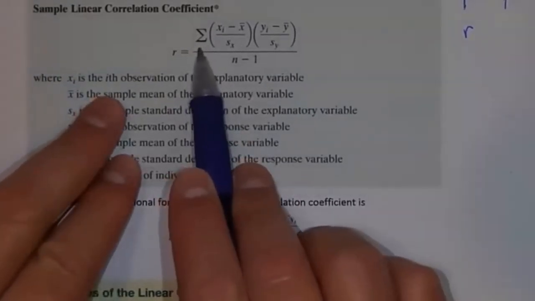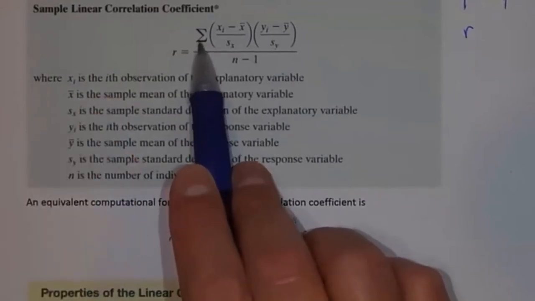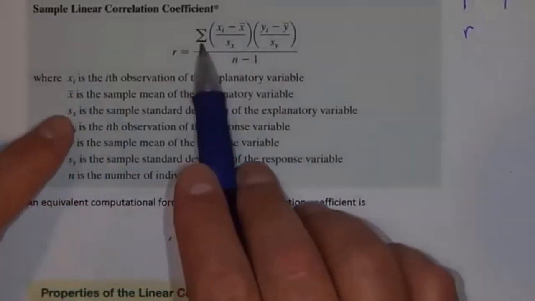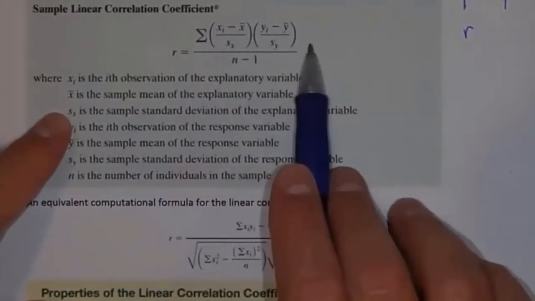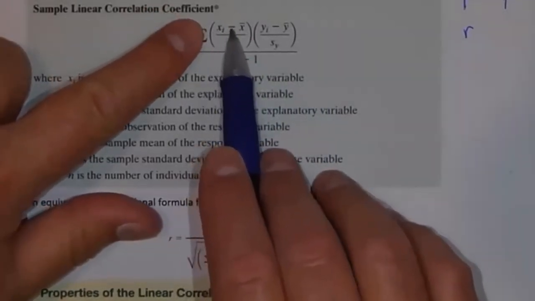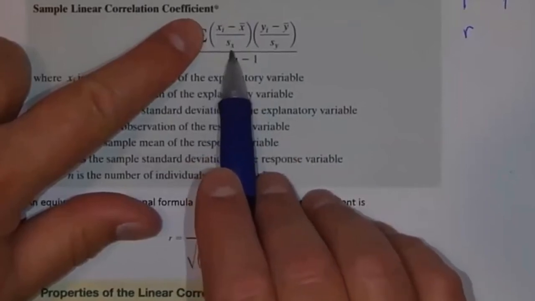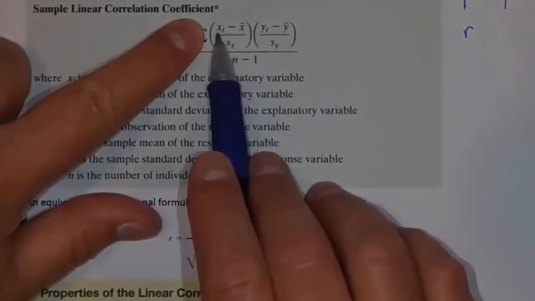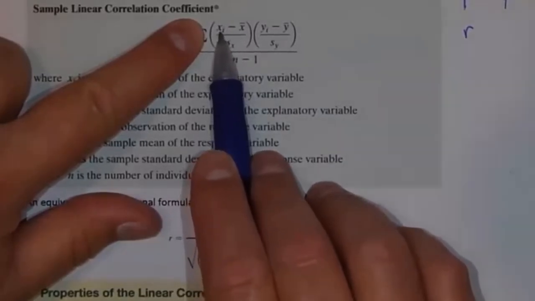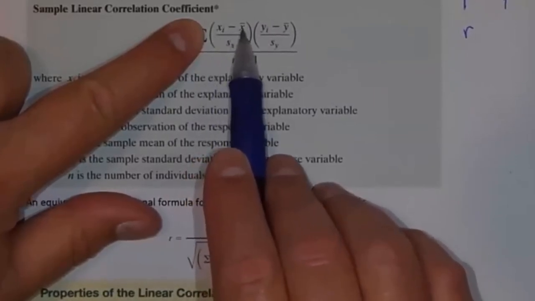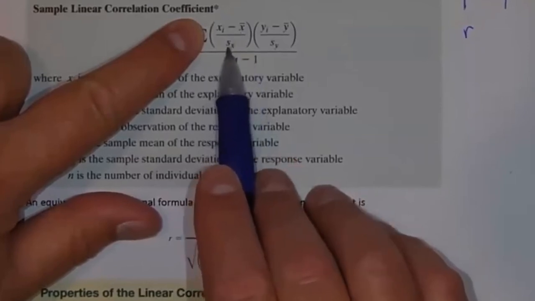So sigma means what? We're finding a sum, we're adding. Well, what are we finding the sum of? We're finding the sum of this stuff that comes after that sigma. So here we have x sub i minus x bar divided by s sub x. So that's in parentheses. We're going to find that. So x sub i represents the x value in our data point. X bar is the mean of all the x's. S sub x is the standard deviation of all the x's.